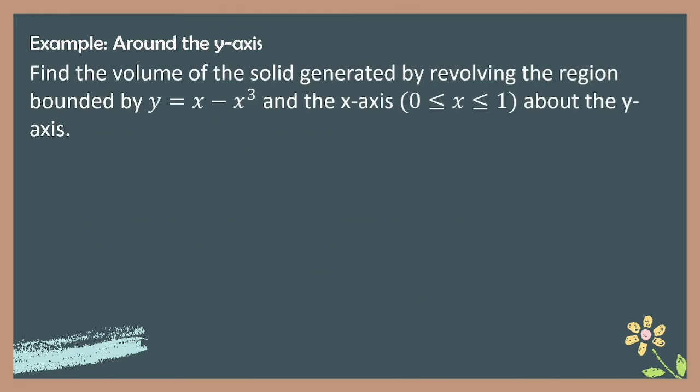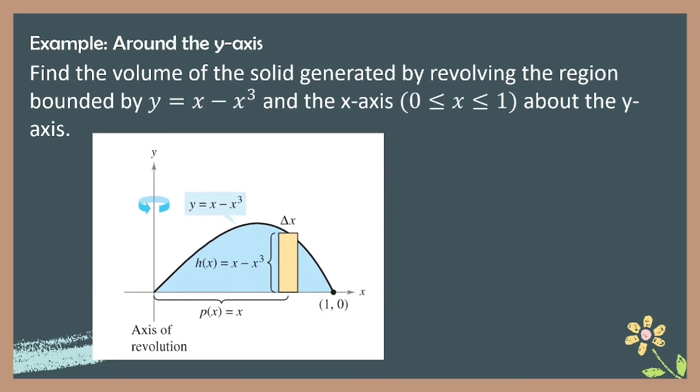Okay, so example. Find the volume of the solid generated by revolving the region bounded by y equal to x minus x cubed and the x-axis, on the interval from 0 to 1, about the y-axis. Now we'll use this formula. The solid is rotated about the y-axis, so all the measurement lies in x, so we'll find it with respect to x, or delta x.